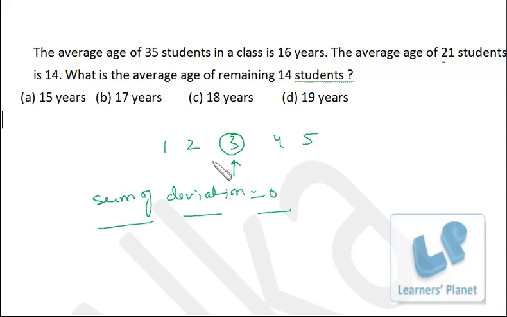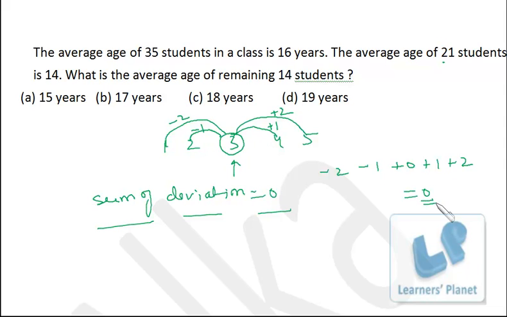Now how it is 0, we can see it practically. It is minus 2, it is minus 1, it is 0, it is plus 1 and it is plus 2. So this is minus 1, this is minus 2, this is plus 1, this is plus 2, right? So if you add all the deviations, you'll be getting 0, right? So the sum of deviations from the mean is always 0. That's the important concept over here.